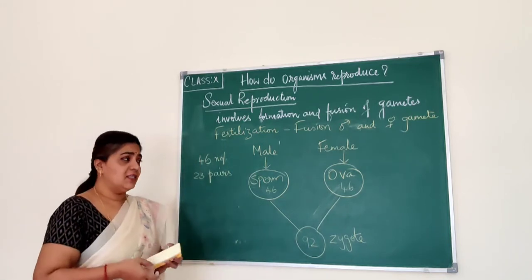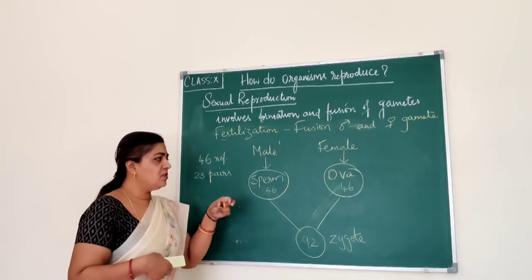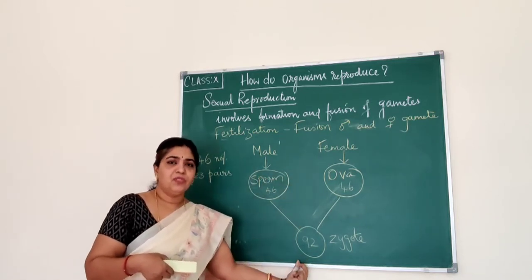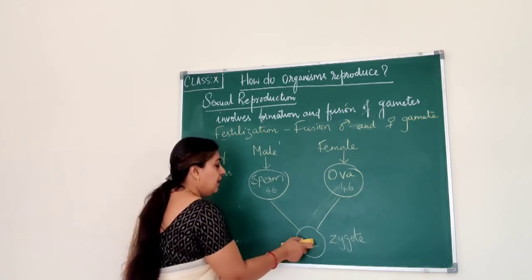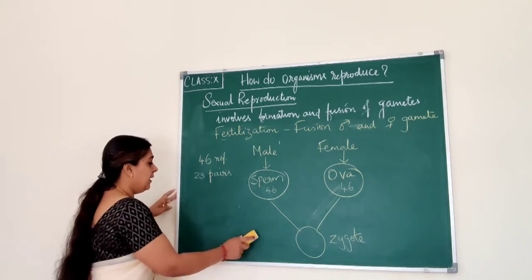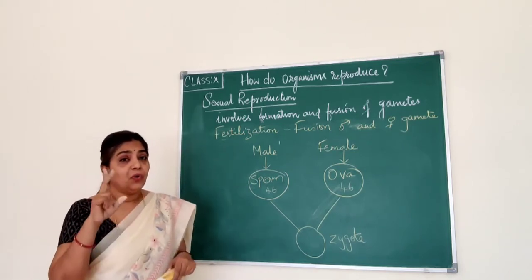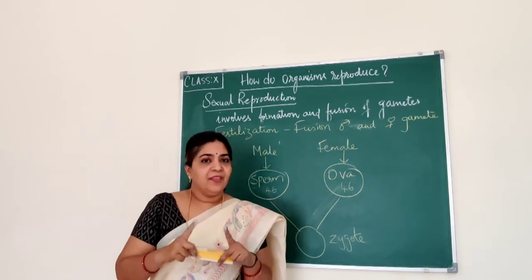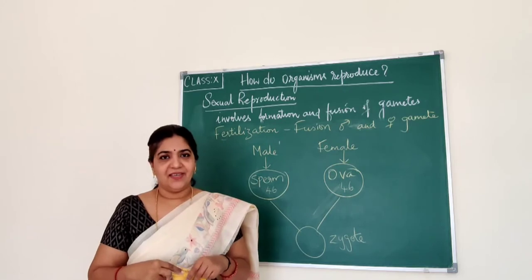So how is it done? This is actually a problem, isn't it? 46 chromosomes from each will fuse and form 92. But it will not happen like that. Why will it not happen like that? Because I told you in the previous video about two types of cell division, that is mitosis and meiosis cell division.